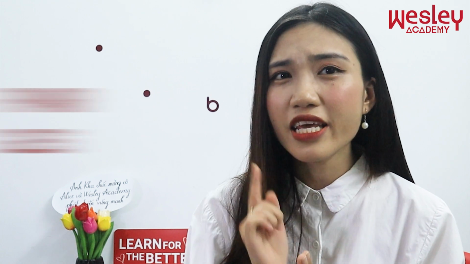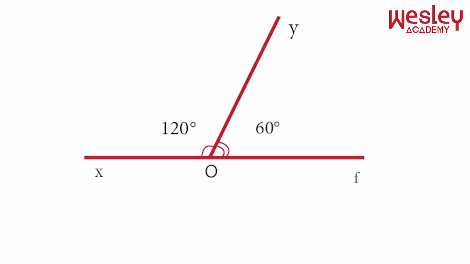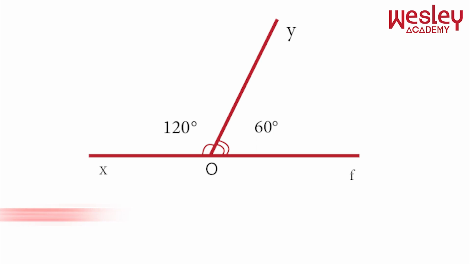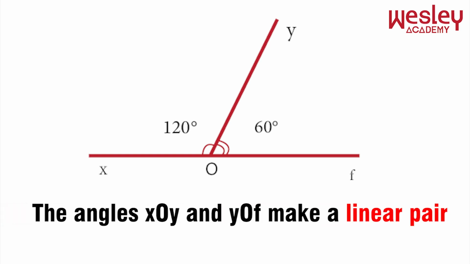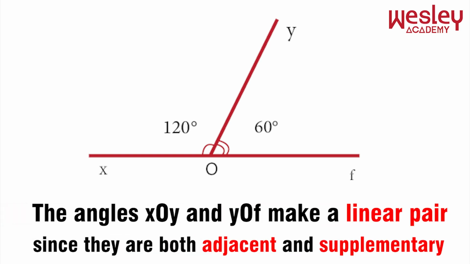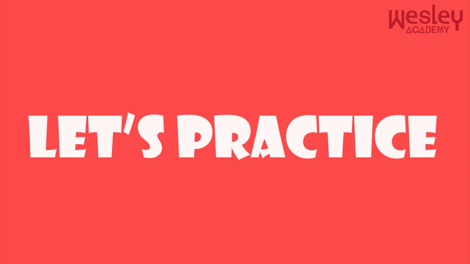An adjacent supplementary pair of angles is called a linear pair of angles, which is always in the form of a letter Y. In the example above, the angles are linear pair of angles since they are both adjacent and supplementary. Let's practice!